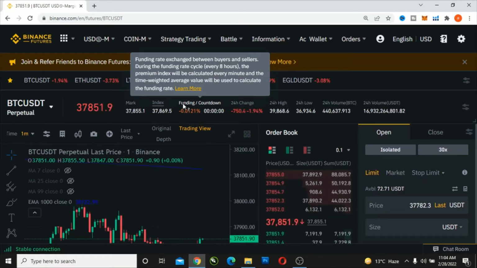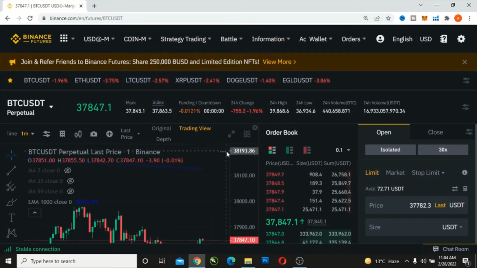Funding rate is exchanged between buyers and sellers. During the funding rate cycle, which is updated every 8 hours, the premium index will be calculated every minute. The time weighted average value will be used to calculate the funding rate.